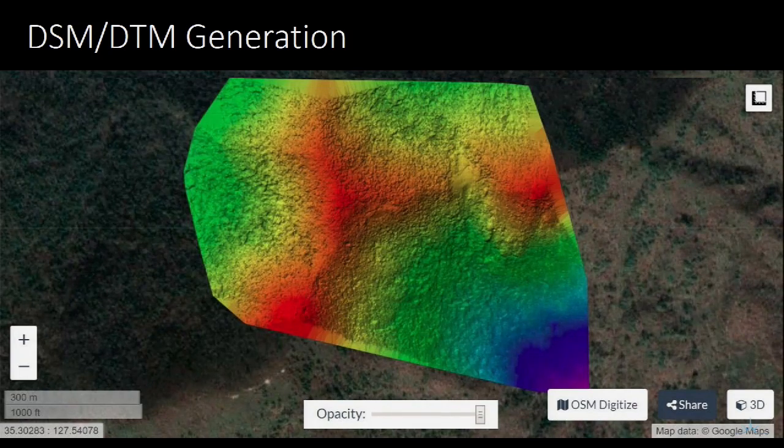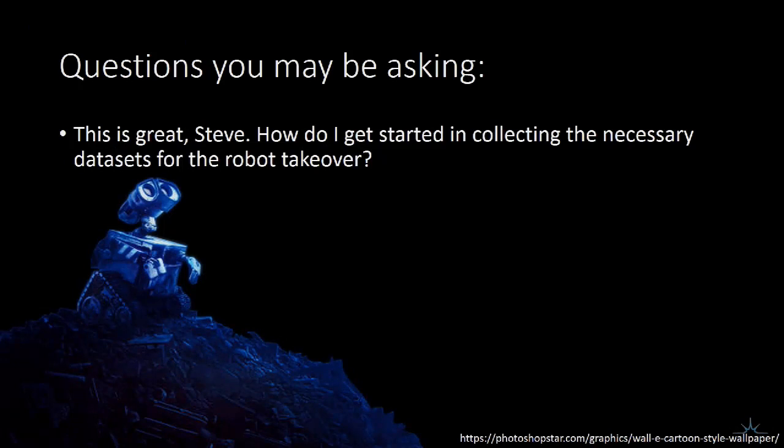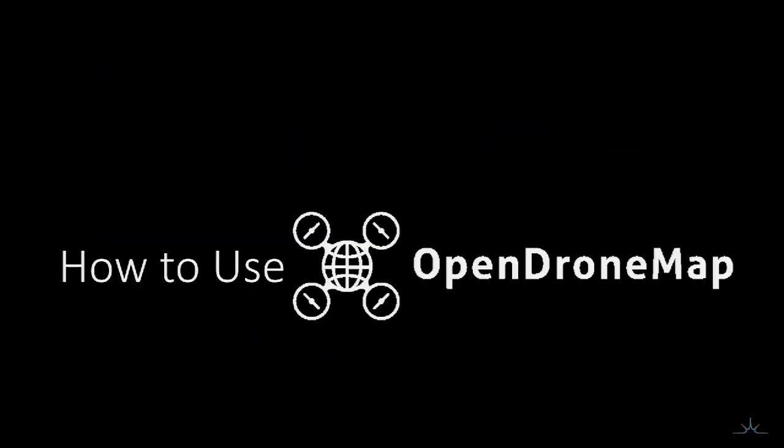So you might be asking some important questions at this point. I mean, I led with the question of the robot takeover. So I'm guessing that there's at least a few of you who are saying, this is great, but how do I get started on collecting the necessary data sets for the robot takeover? And thank you for asking that. Let's talk about how to use OpenDroneMap.